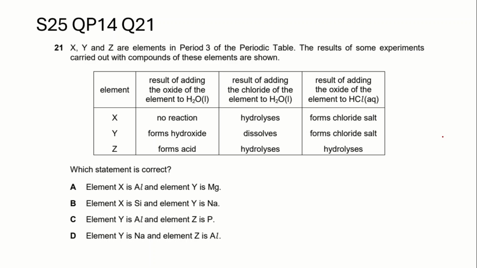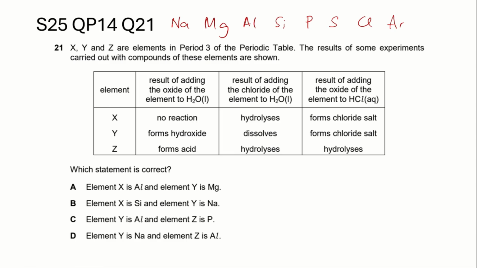Question 21 from Summer 25, Paper 1-4 is about elements in period 3. So I'll write down all the elements in period 3 first. Sodium, magnesium, aluminium, silicon, phosphorus, sulfur, chlorine, and also argon.